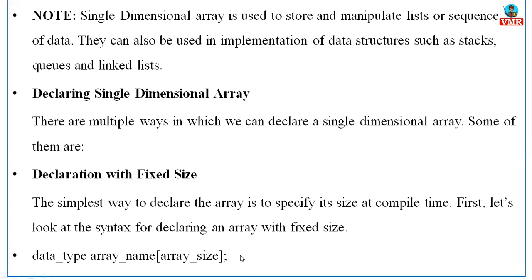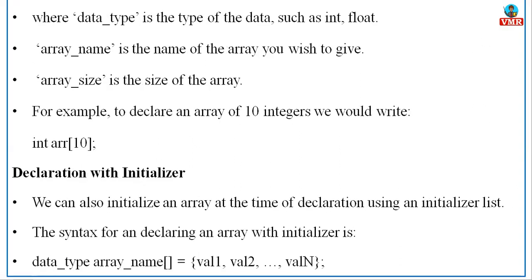First, let us have a look at the syntax for declaring an array. The syntax is data type, array name, and the array size. If I want to read 10 values of an integer data type, I'll write int, then an array name, any name you can give, let it be name, and I will give the array size as 10. So my array name is name, and it contains 10 elements of int data type. Here data type is the type of the data, such as int or float, array name is whatever name you want to give, and array size is how many values you want to read into the array.